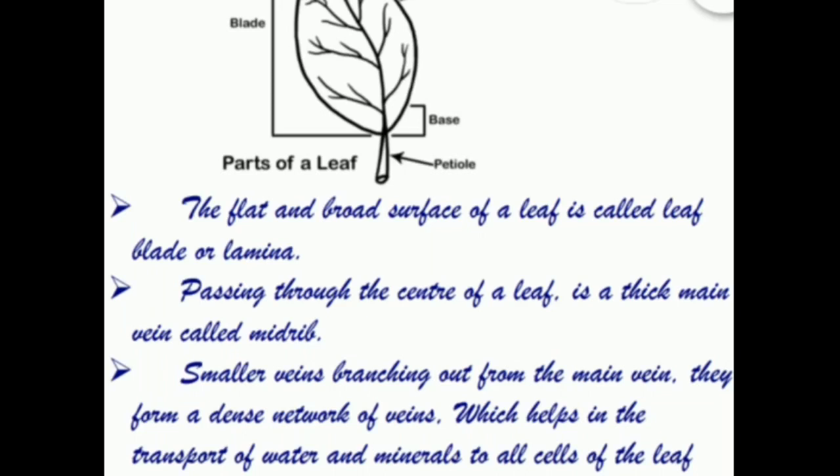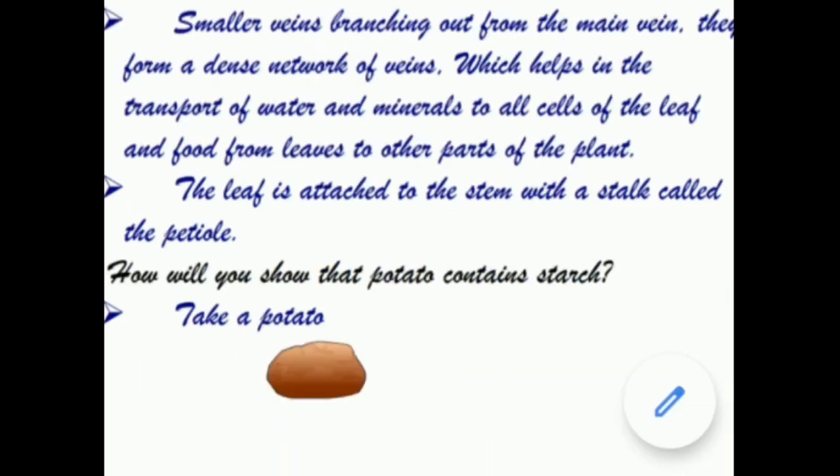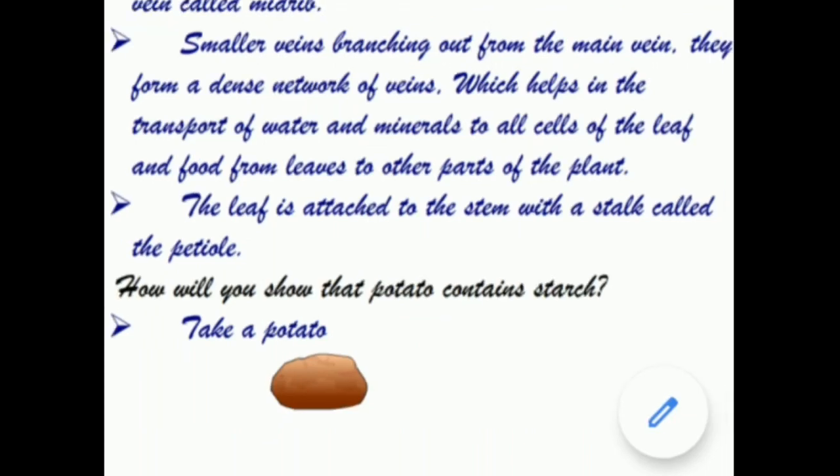3. Smaller veins branching out from the main vein form a dense network of veins which helps in the transport of water and minerals to all cells of the leaf and food from leaves to other parts of the plant. Fourth point. The leaf is attached to the stem with the stalk called petiole.